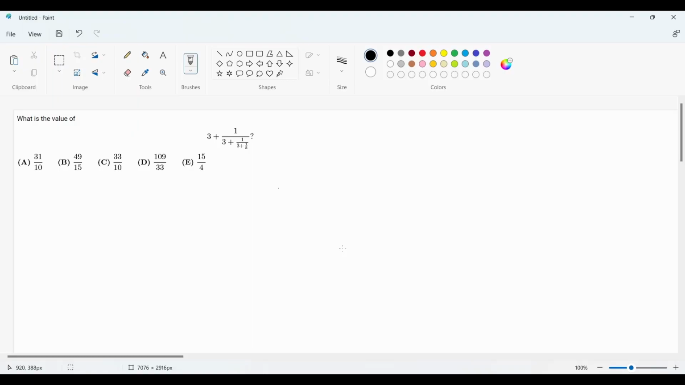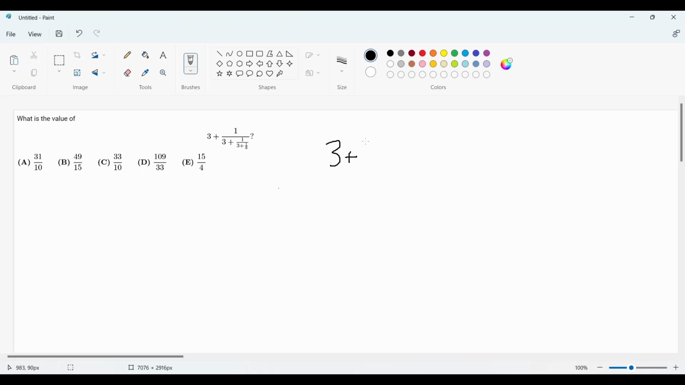Hello. In this video, we're going to go over some problems from the 2022 AMC 10A. This first problem asks for the value of this compound fraction. So let's simplify it starting from the innermost part and we'll work our way outwards.